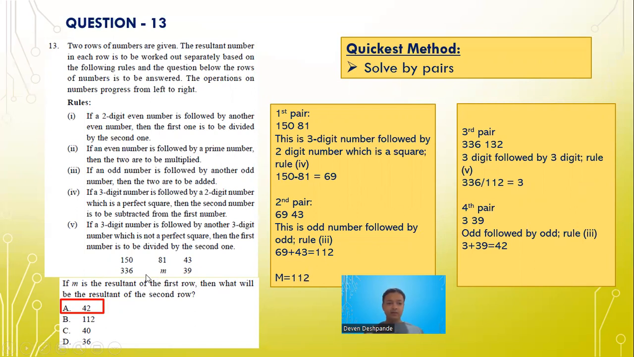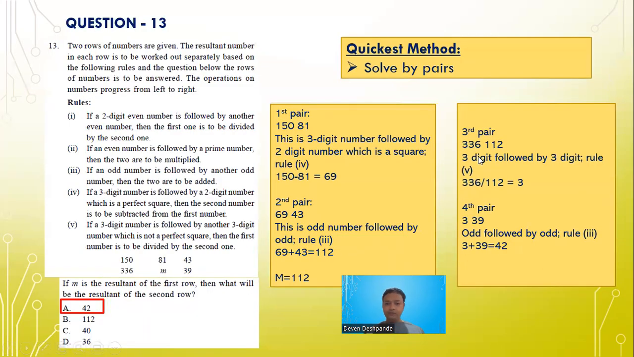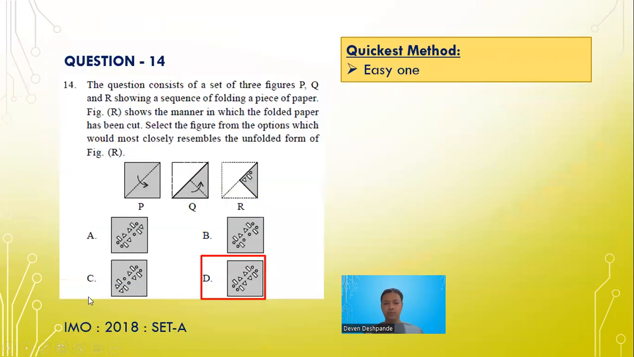Then what is the third pair? 336 and M, which is 112. What is this pattern? A 3-digit number followed by a 3-digit number. And rule 5: the first number is to be divided by the second one. 336 divided by 112 is 3. So what is the fourth pair now? 3 and 39. What is the rule? Odd followed by odd, rule number 3, so they are to be added. 3 plus 39 is 42. So the correct option is 42.